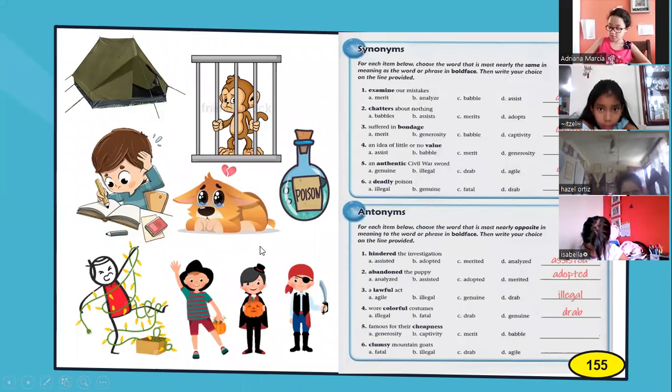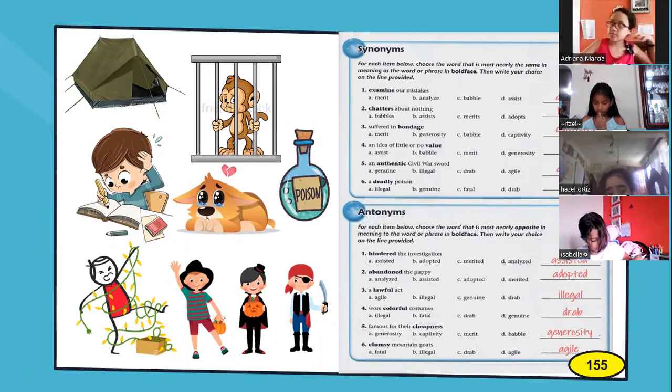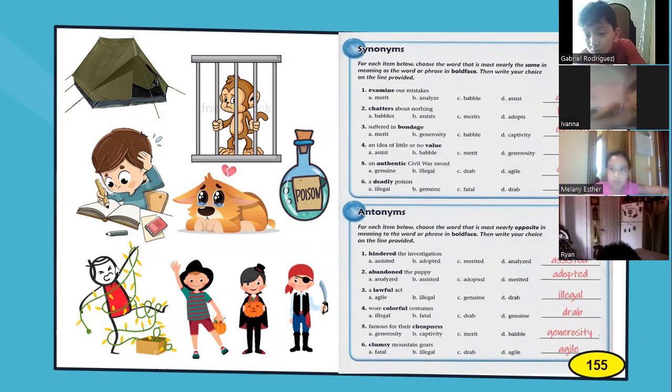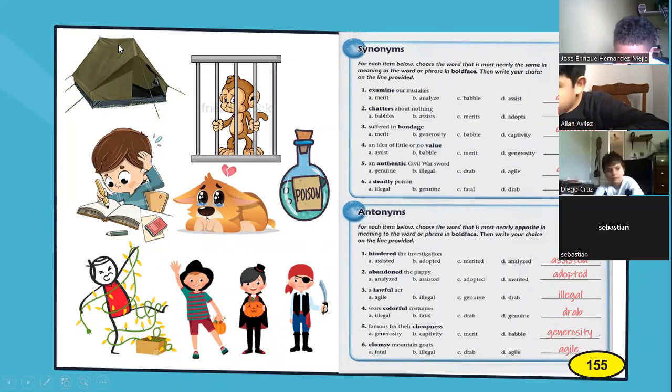Colorful, custom. Drab is like faded. Clothes, for example, lose color in the sun. They become drab, yes, drab. Famous for the cheapness. Generosity. Yes. Clumsy mountain goats. There are some mountain goats that, it's incredible the way they climb very steep mountains. How mountain goats climb. I finished copying.